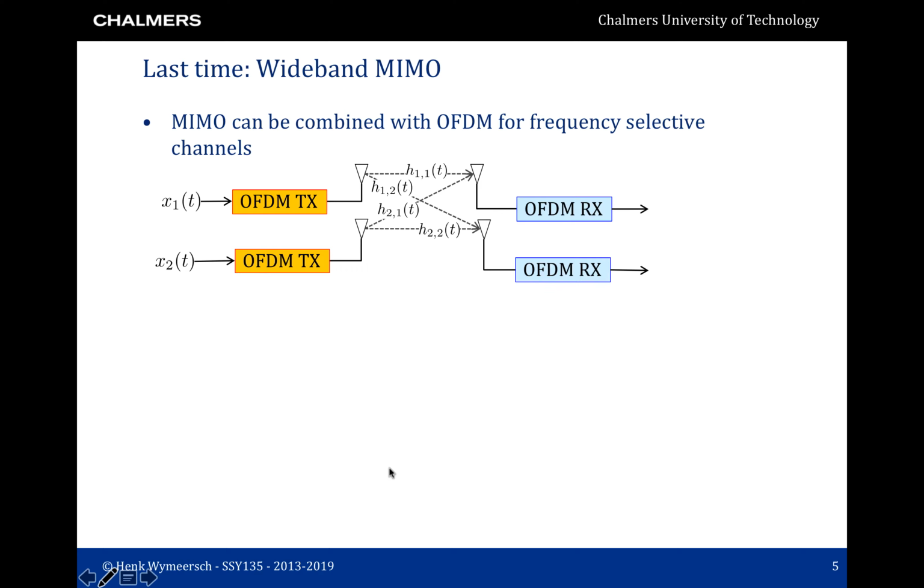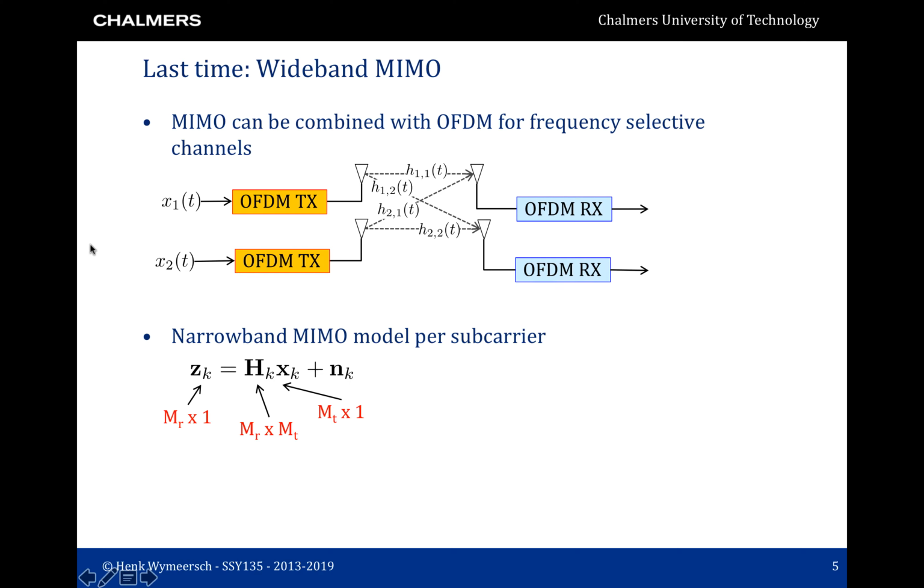We also briefly talked about MIMO in the wideband regime. In that case, we would combine MIMO with OFDM, using OFDM transmitters and receivers. If we then look at any given subcarrier, we have again a narrowband MIMO model. So Z_k is now the observation on subcarrier k. H_k is the channel matrix on subcarrier k. H_k is again of size MR by MT.